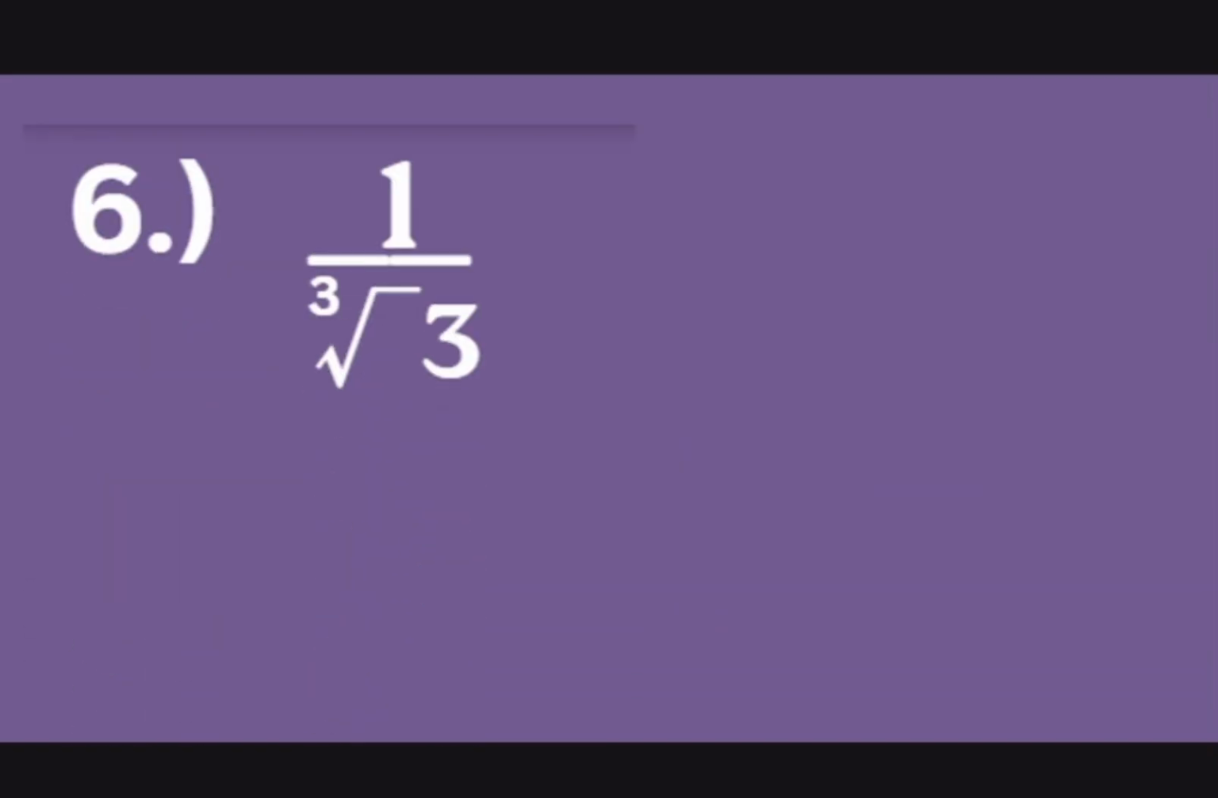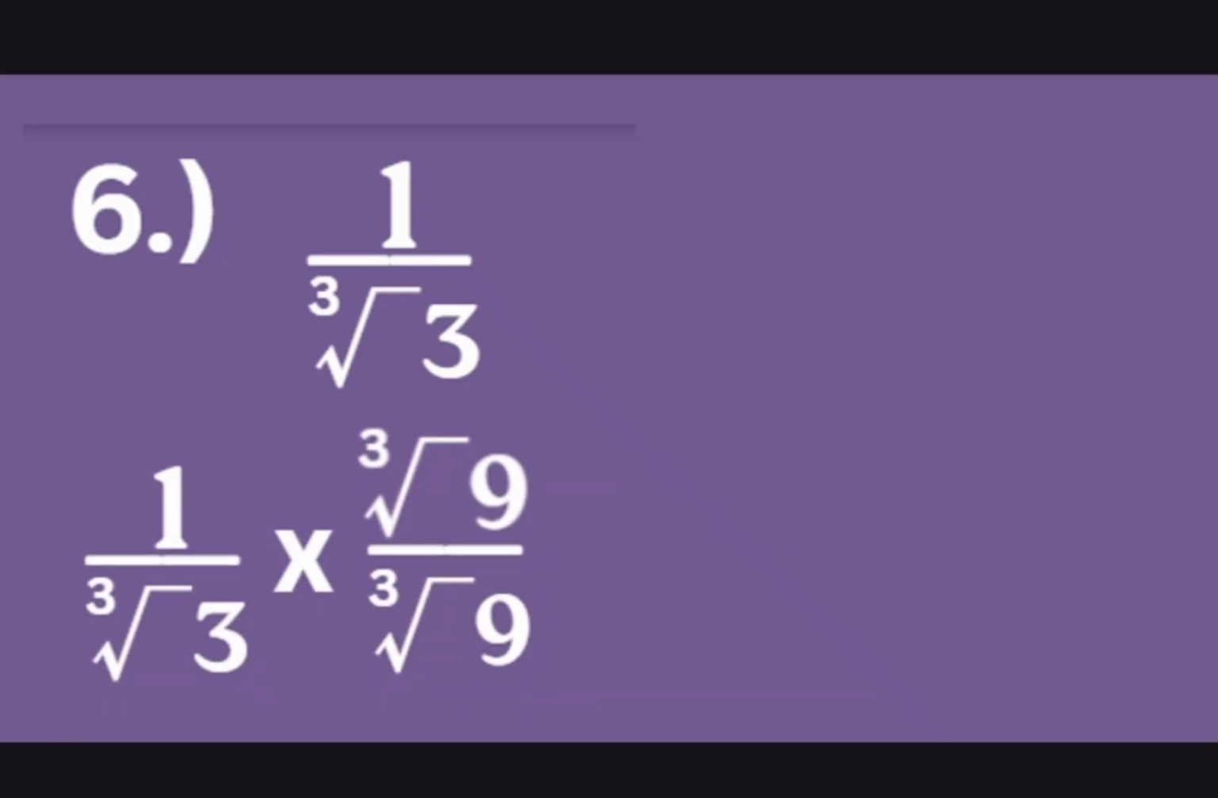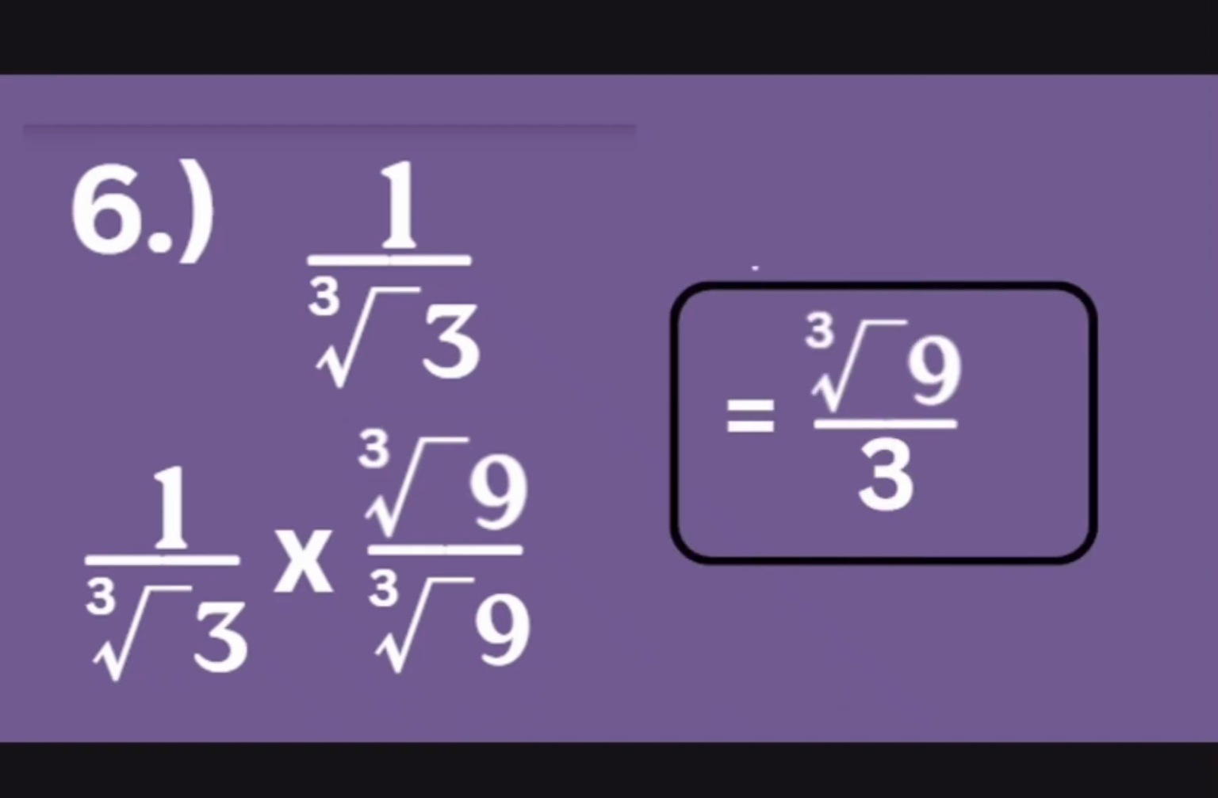Our sixth example is 1 over cube root of 3. First, we need to find a number that if we multiply it to 3, will result in a perfect cube. And that number would be 9. Next, we will multiply our numerator and denominator by cube root of 9. 1 times cube root of 9 is equal to cube root of 9. Cube root of 3 times cube root of 9 is equal to cube root of 27, which is 3. So the final answer is cube root of 9 over 3.